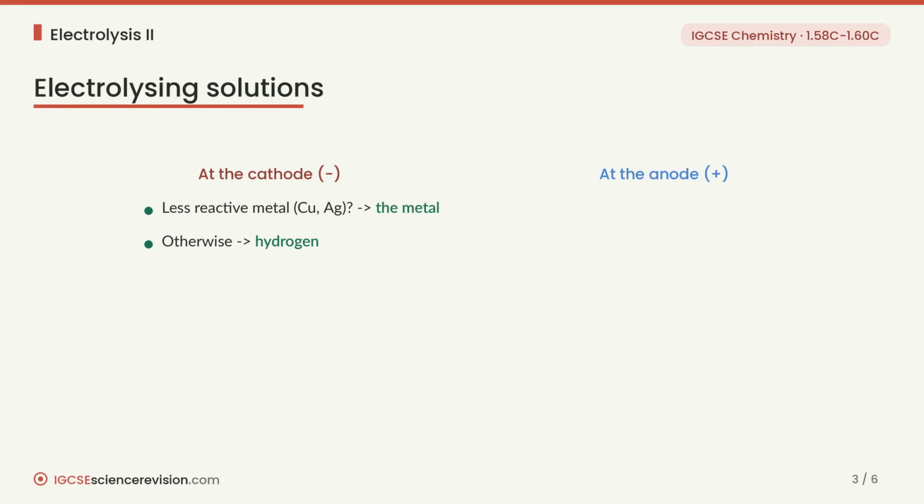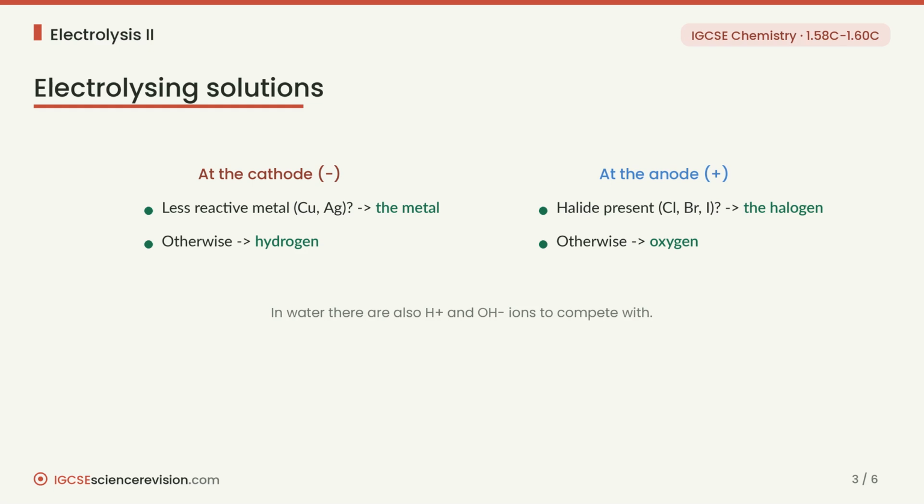With solutions, it's a little more involved because water adds its own ions to the mix. At the cathode, the rule is if the metal is less reactive than hydrogen, like copper or silver, you get the metal. Otherwise, you get hydrogen gas. At the anode, if a halide ion is present, chloride, bromide or iodide, you get that halogen. Otherwise, you get oxygen. The reason it's not always the metal or non-metal you'd expect is that the water provides hydrogen and hydroxide ions, which compete at the electrodes.